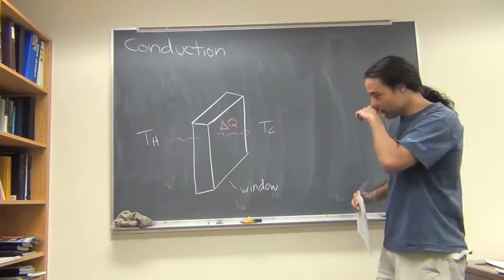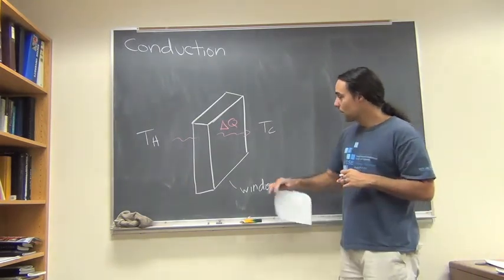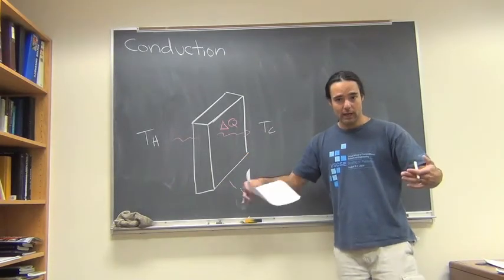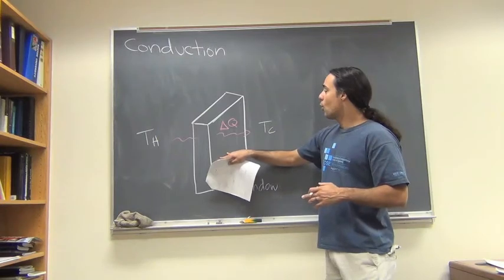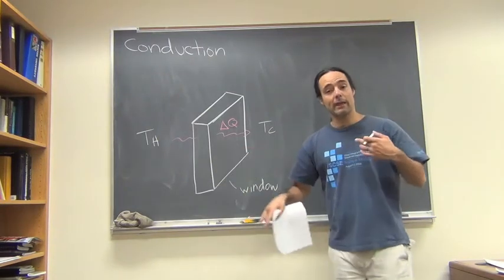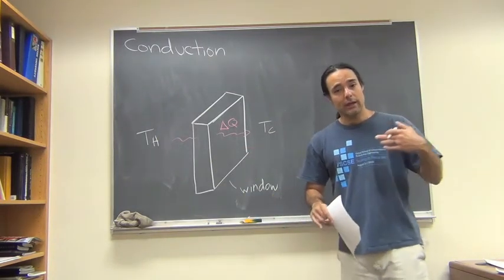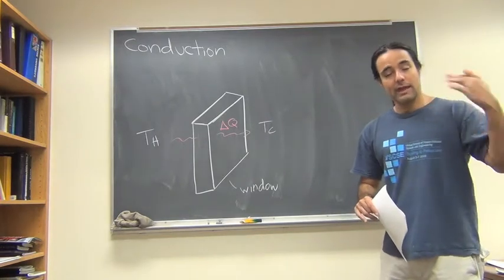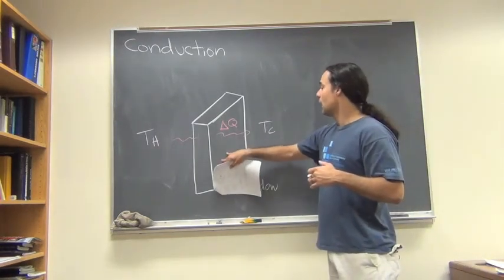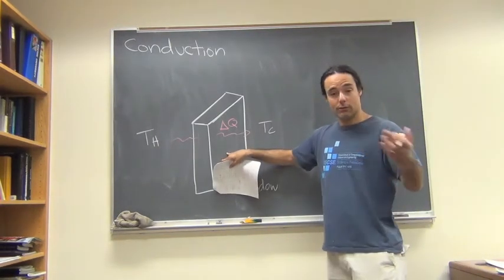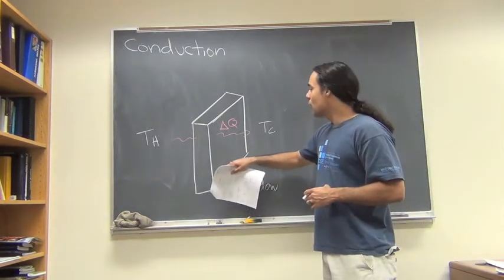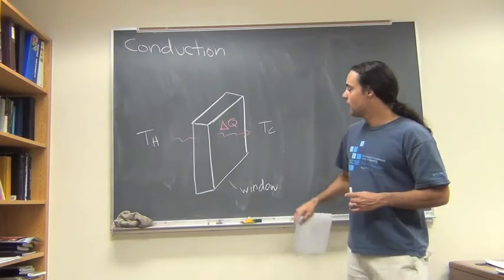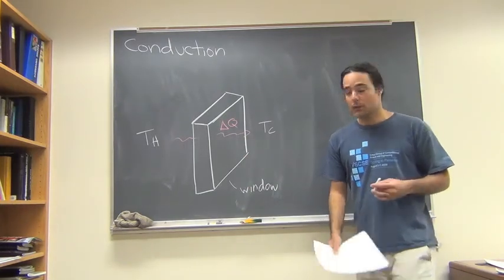going through those windows. Now, assuming there's no cracks that cold air can flow through, so no convection, really the only way for the energy to pass through is through thermal conduction through the glass of the window. So how does that work? Well, it's going to depend on a few things.